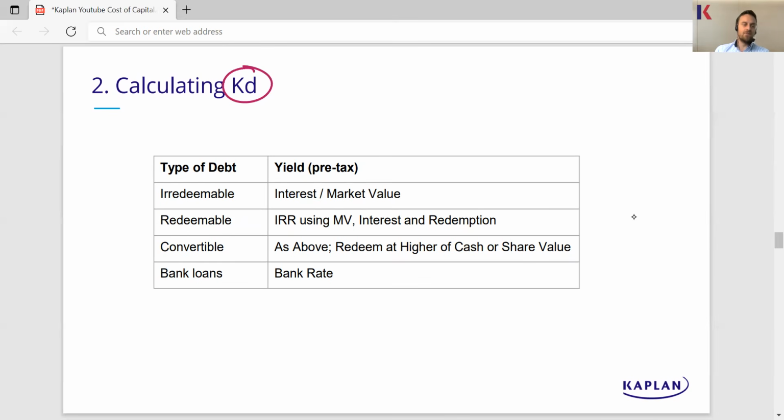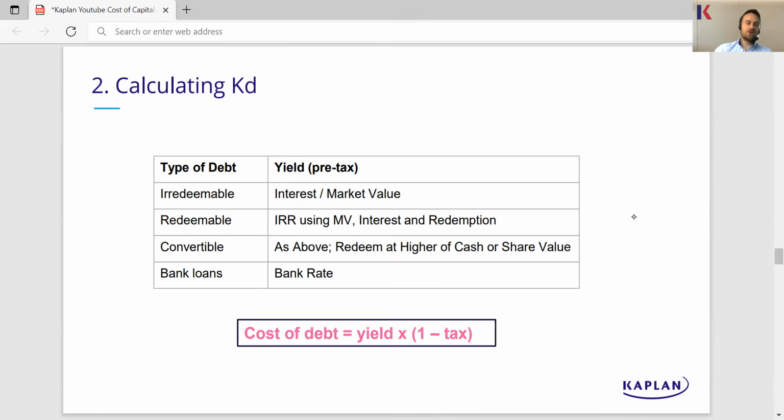And if it's a bank loan, you just use whatever the bank rate is. That will be the yield. Now, all of those are pre-tax. So what that means is this is the percentage return to an investor, is what you're working out at the moment. If you want to work out the cost to the company, because interest is tax deductible, you then have to do the yield times by 1 minus the tax rate.